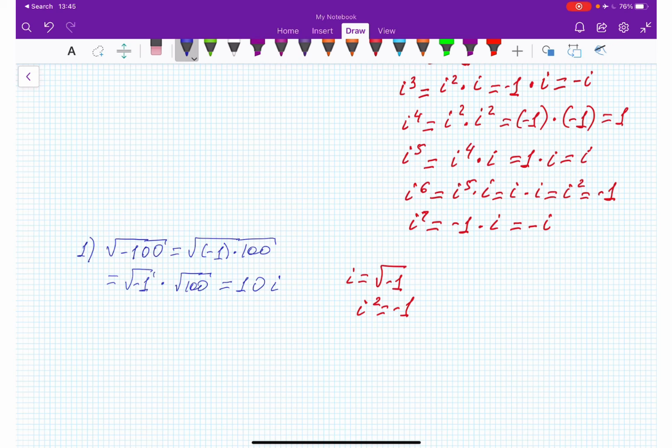Okay, next one. Number 2, the square root of negative 3. So I'm going to write down negative 1 times 3. Since the square root of 3 doesn't give me anything, from negative 1, the square root of negative 1, we get i and the square root of 3.